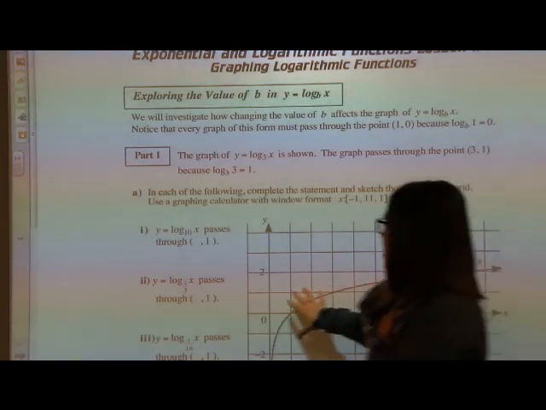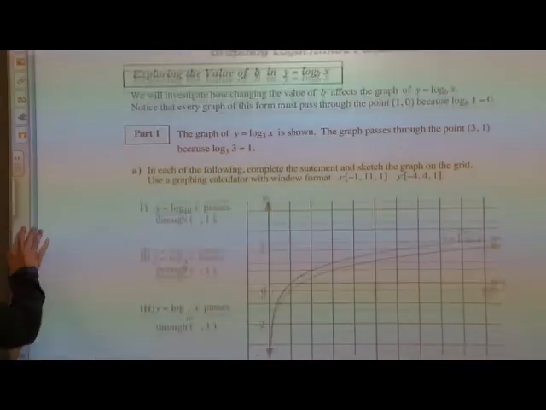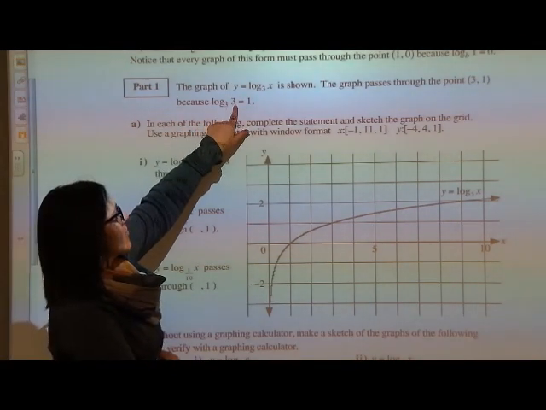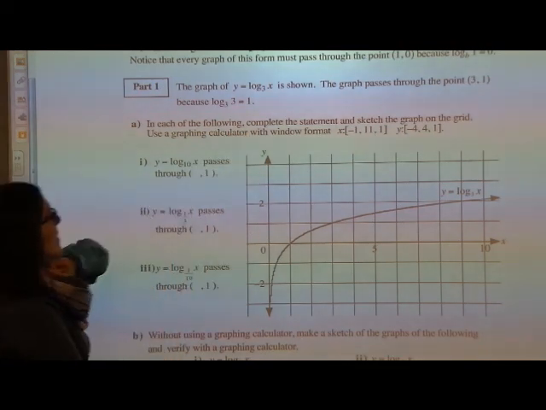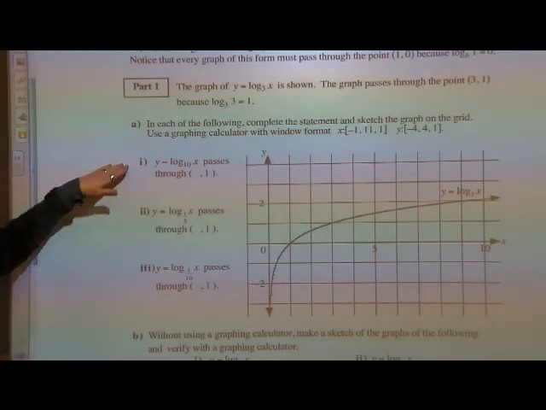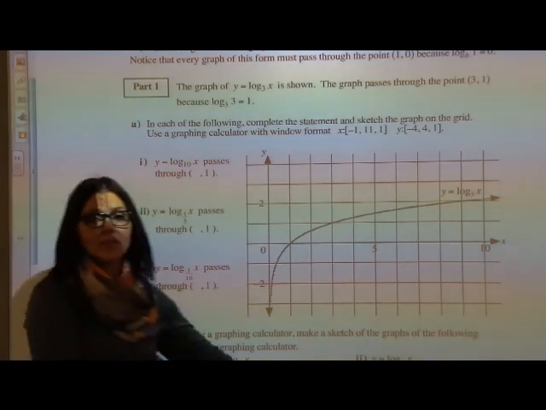What we have here is the graph of log base 3 of x. The graph passes through the point (3, 1) because log base 3 of 3 is equal to 1. It says, in each of the following, complete the statement and sketch the graph on the grid. Use a graphing calculator with the following window format. So what I would like you to do is graph these 3 graphs.